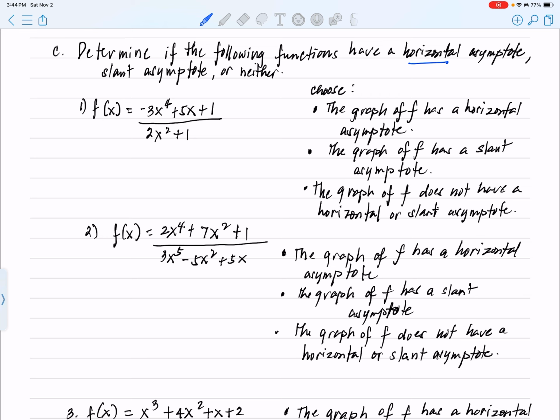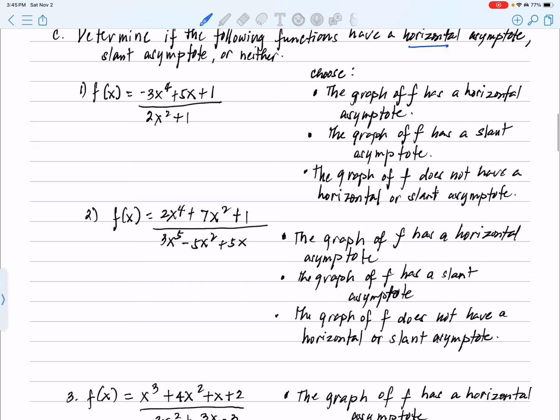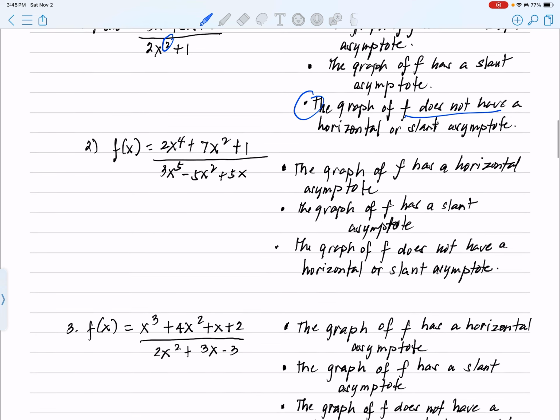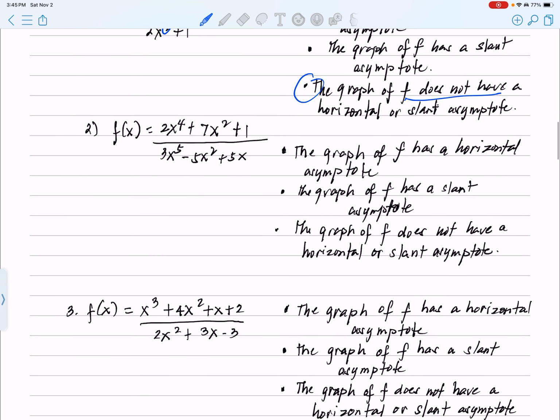Okay? So in this case, in number 1, our degree here is 4 if we look at that, and the degree is 2. So it's higher, but it's not 1 higher than the degree of the denominator. That means it has neither a horizontal nor a slant asymptote. So this is the answer to that by looking at that. Okay?